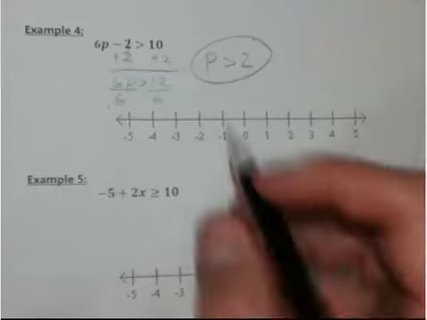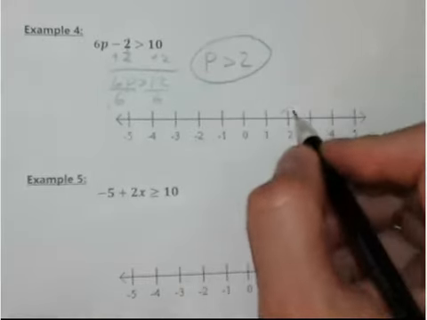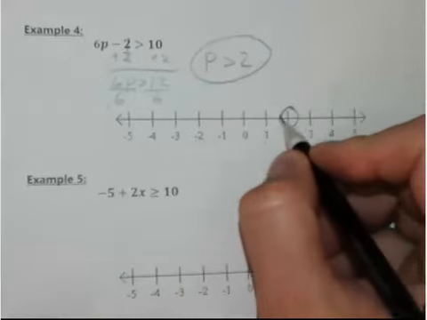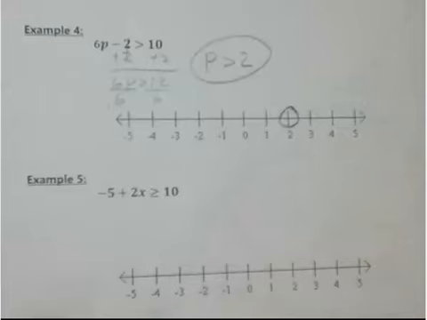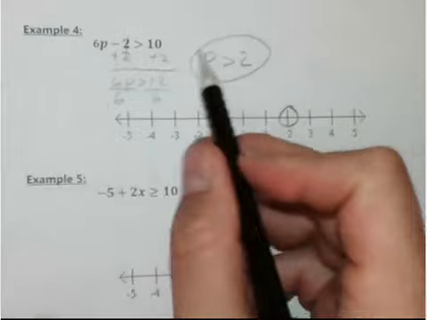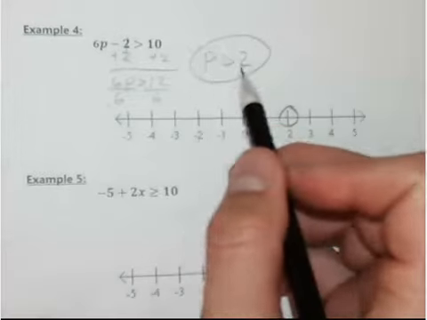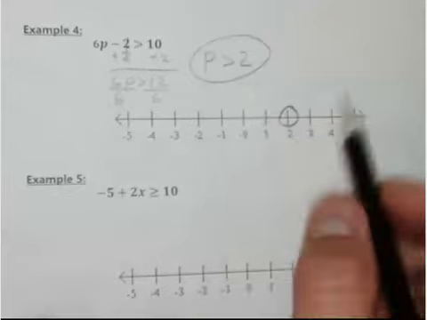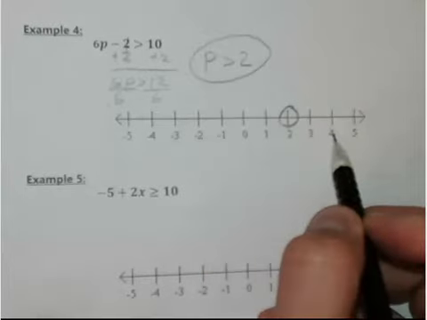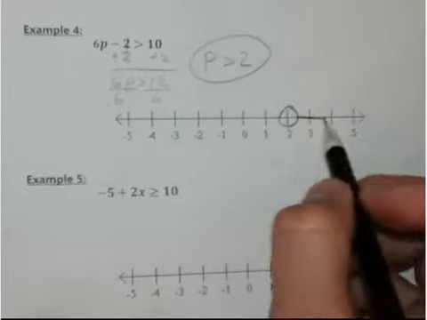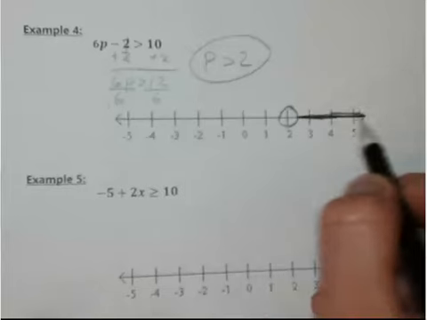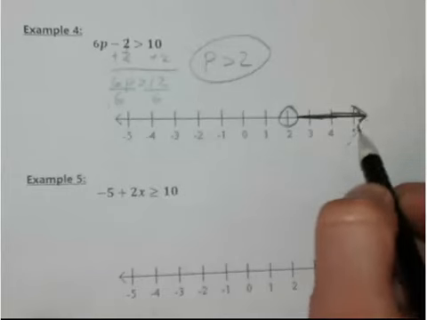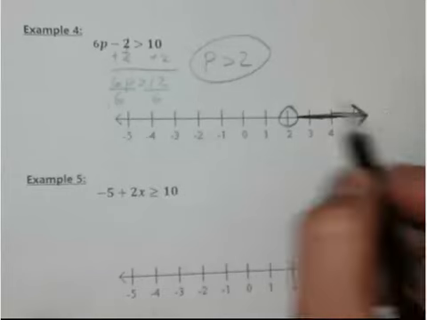So we're going to have an open circle on 2. P is greater than 2. So P is just going to be some number that's greater than 2. 3 is greater than 2, 4 is greater than 2, 5 is greater than 2. All these numbers are going to be solutions to this inequality.